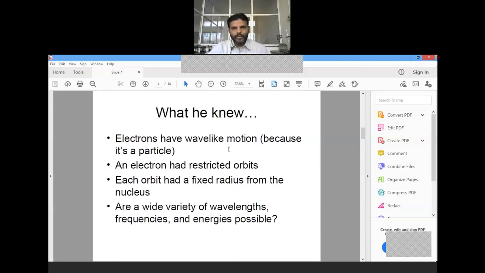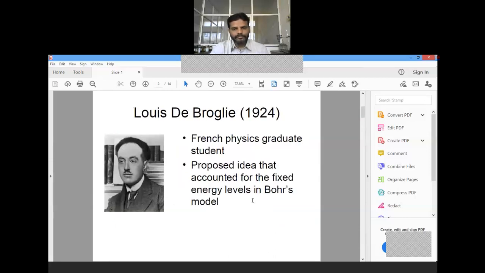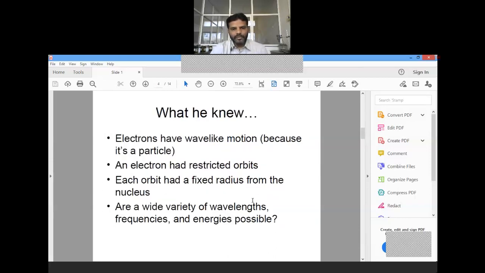So electron has wave-like motion even though it is a particle. The electron which is revolving around the nucleus, we will see here, in a specific energy level. This specific energy level, we are calling orbits. Each orbit has a fixed distance from the nucleus. So when the electron is revolving, it will also have some wavelength or some frequency, and some energies are also associated with this electron. Now we will go for the next slide.